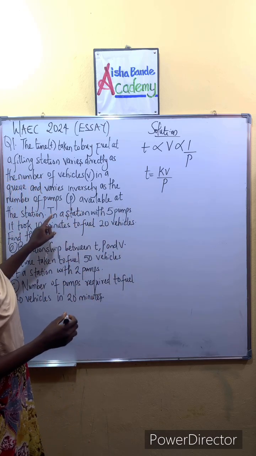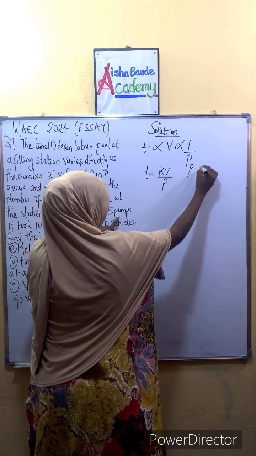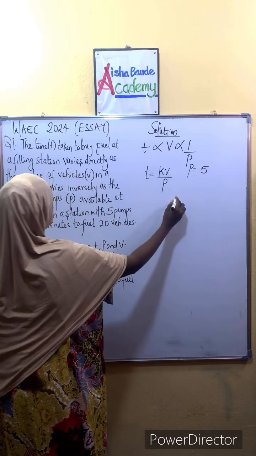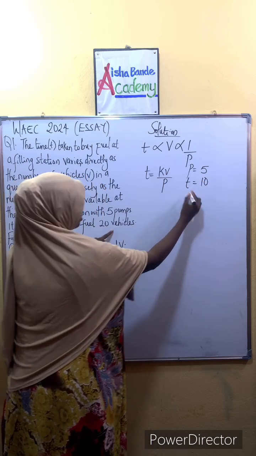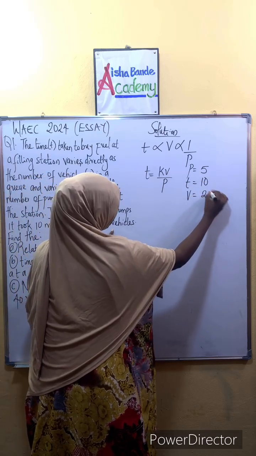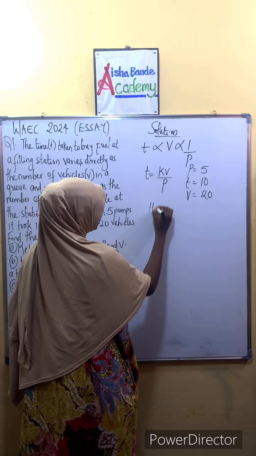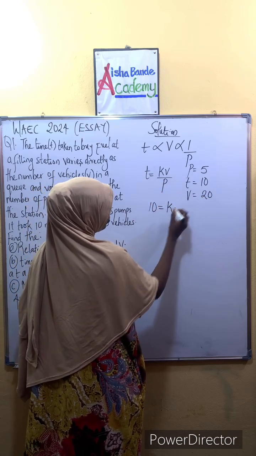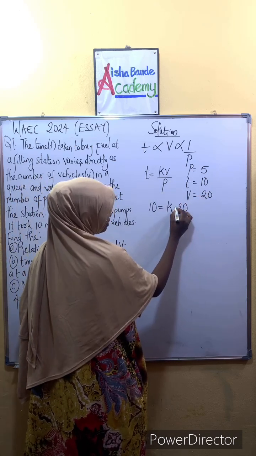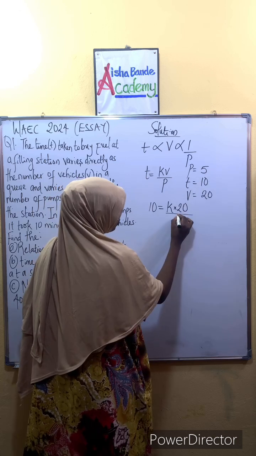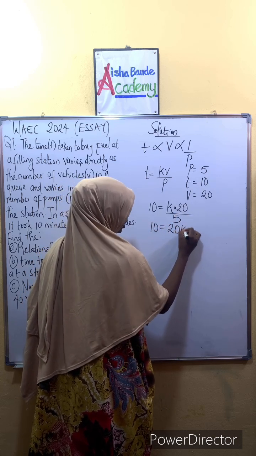Looking at this, we now continue. It says that the station has 5 pumps, that means the value of P is equals to 5. It took 10 minutes, that means the time T is equals to 10, to fuel 20 vehicles, that means V is equals to 20. Let's substitute all the values. We have T, which is 10, is equals to K times V, which is 20, all over P, which is 5. So here we have 10 is equals to 20K over 5.